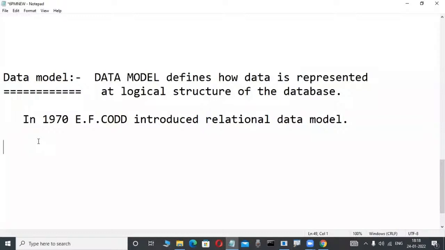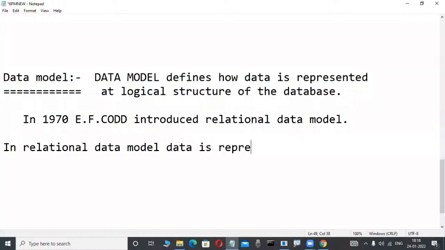Observe here, in the relational data model, data is represented in two-dimensional tables, in the format of rows and columns. That is nothing but two-dimensional tables. Okay? Yes.